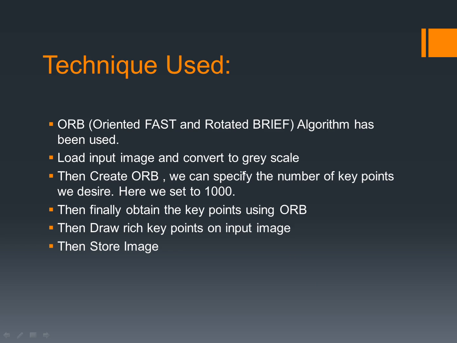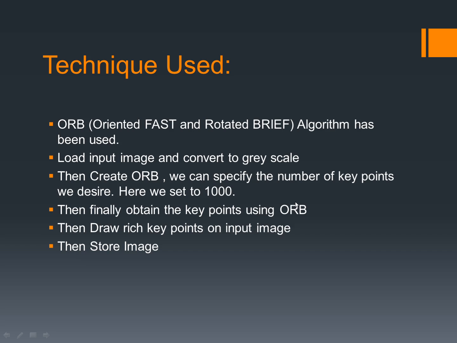These are the steps which we followed in ORB, and each point is described in brief. The first step is that we load the image and convert it into grayscale, and we need to specify how many key points we need to find. We found 1,000 key points, though we could use more.